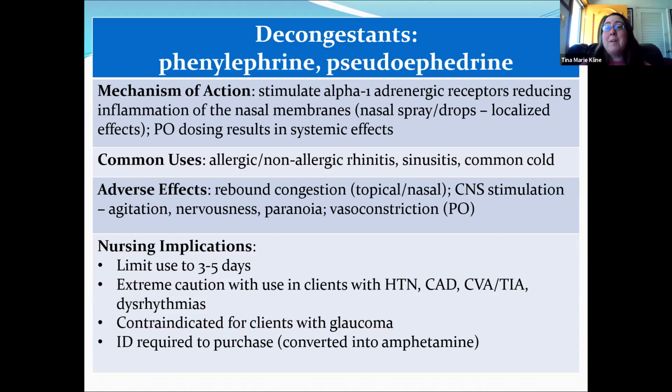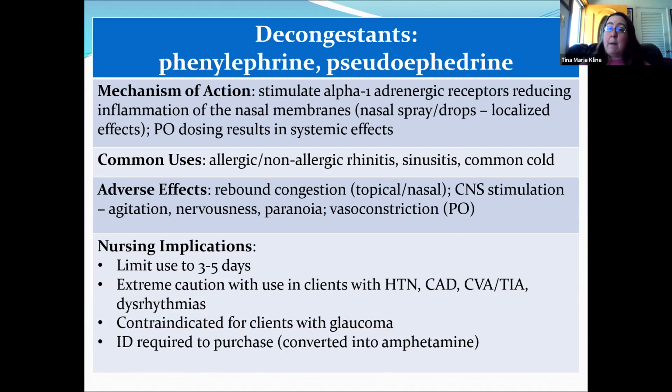The biggest adverse effect of this is rebound congestion. So it is really important to teach patients, look, 3 to 4 days, 5 days max. If you are using the nasal or the topical any longer than that, you're actually going to create a rebound congestion, and you're going to feel worse than you did when you started. So that's really important to teach your patients.